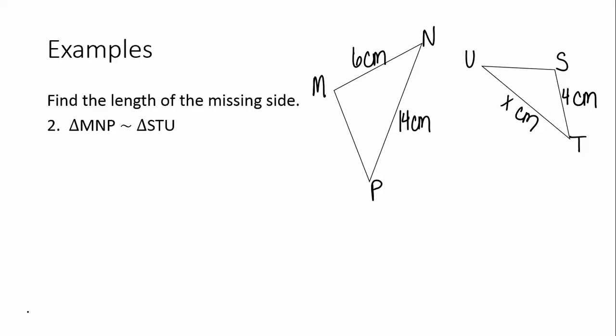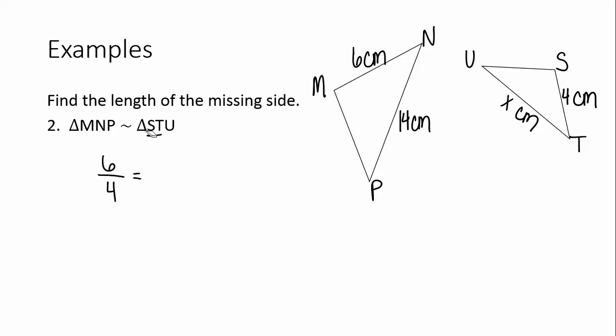Okay, let's look at another example. We have triangles MNP and STU are similar, and we're supposed to find the length of the missing side. So we're given MN and we're given NP from the first triangle. We are given ST and asked to find TU. So if we start with MN, we can see that side MN is corresponding to ST, so 6 over 4.